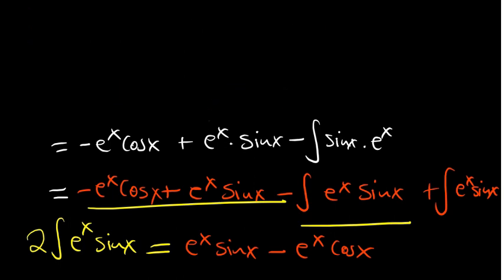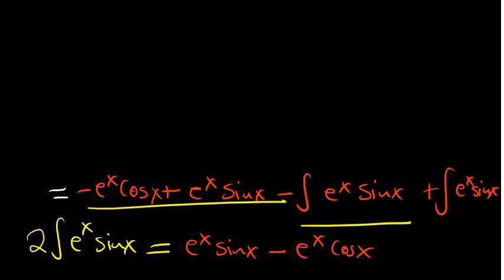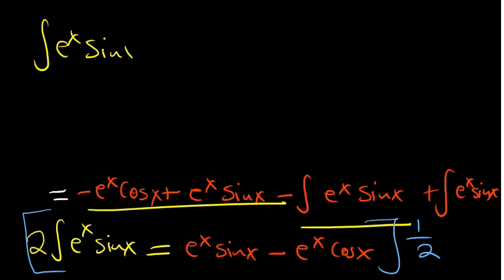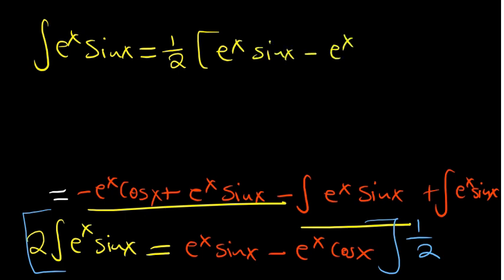Okay. So now we know that we want to remain with only the integral. So we have to divide by 2, or in other terms multiply the entire equation by half, right? If we do so, we're going to remain with the integral of e to the power x sine of x is equal to, now this is multiplied by half, so we have half, and then e to the power x sine of x minus e to the power x cosine of x.